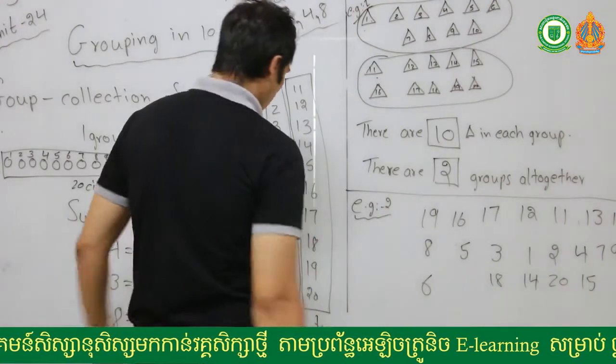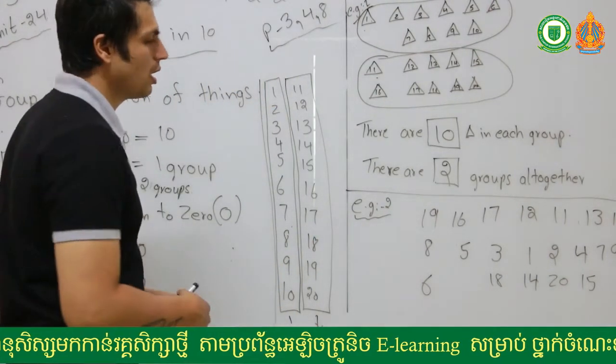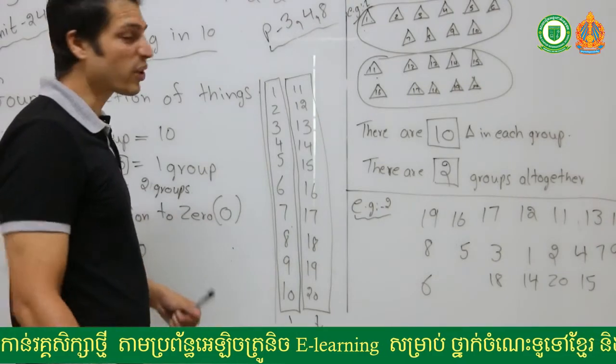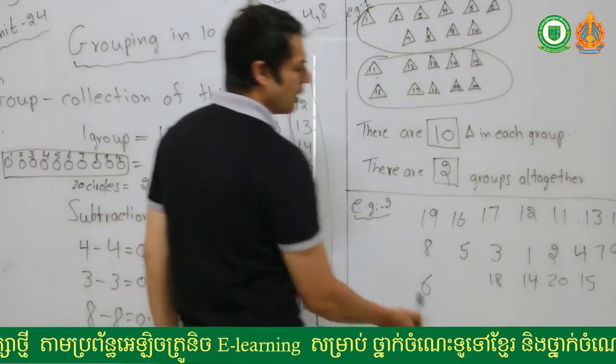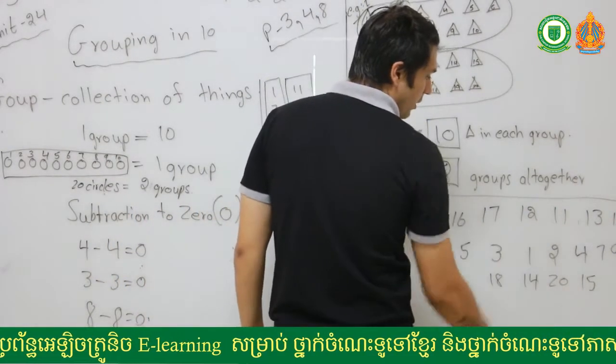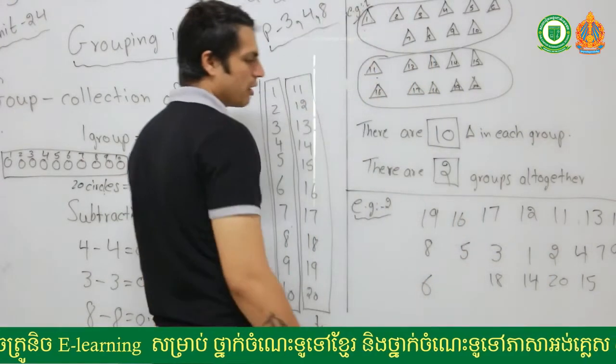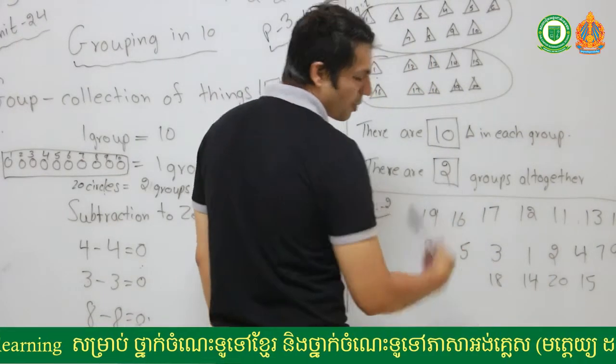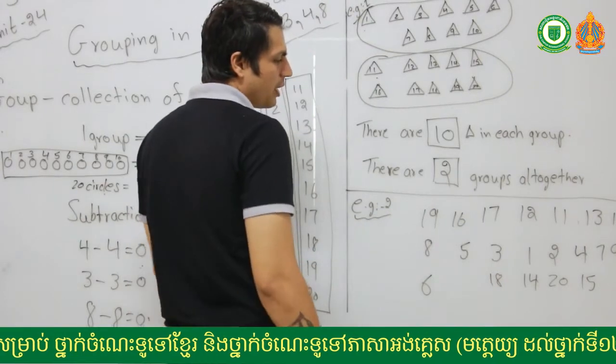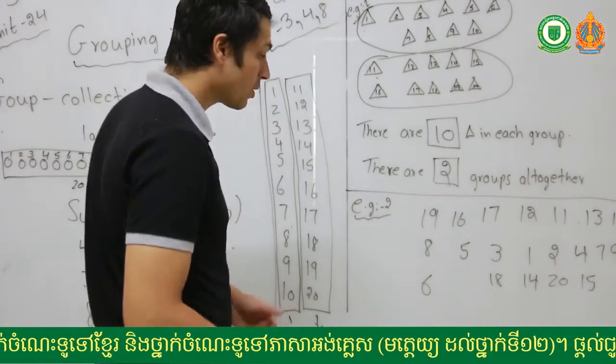Here, example 2. Example 2 is about how to write down numbers in correct order. So here you can see I have numbers, but they are not in correct order. Like after 19 should be 20, but we have 16. So how do we write down numbers in correct order?